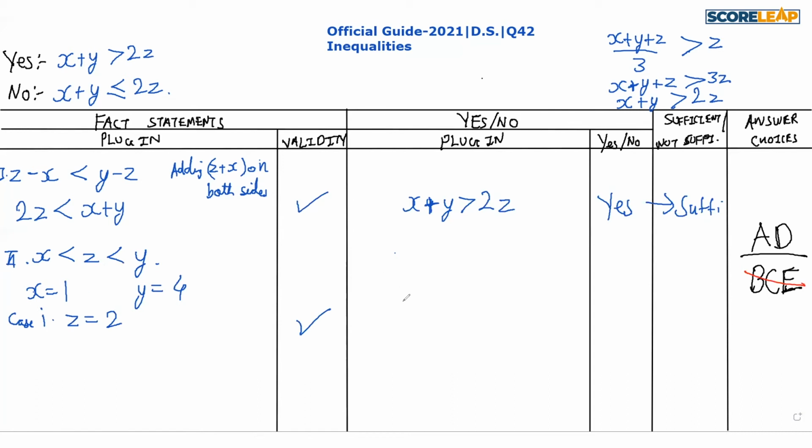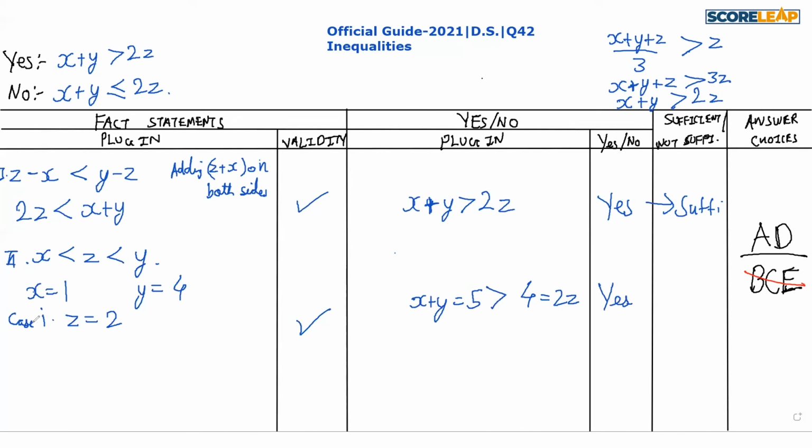Now let us check whether x plus y is greater than 2z or less than 2z. x plus y is equal to 1 plus 4, which is 5. On the other side we have 2 times 2, which is 4, so 2z equals 4. Clearly x plus y is greater, so I got one yes. Can I get a no over here?